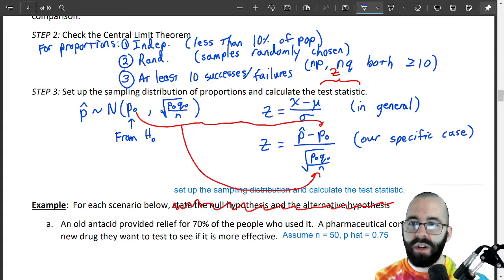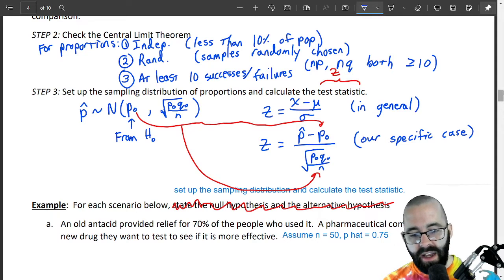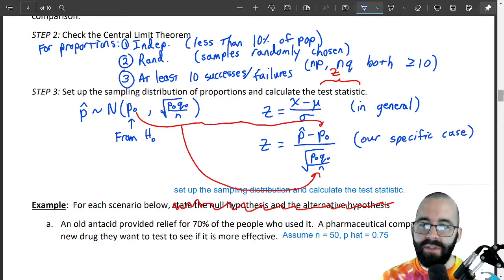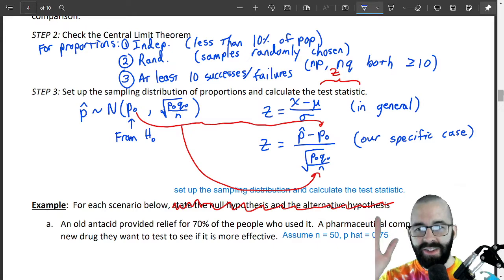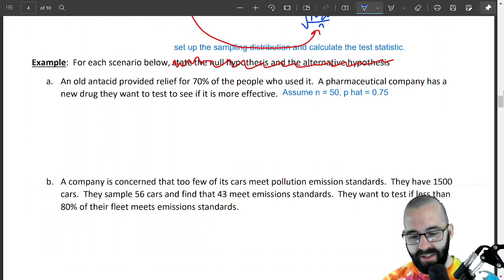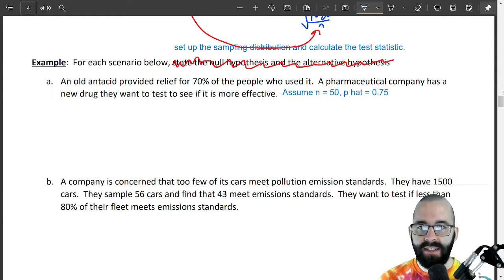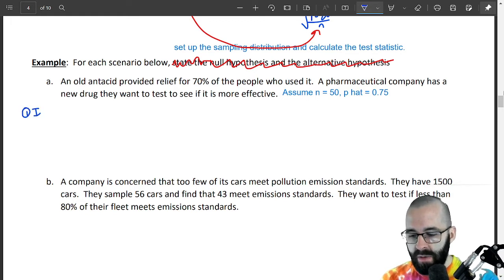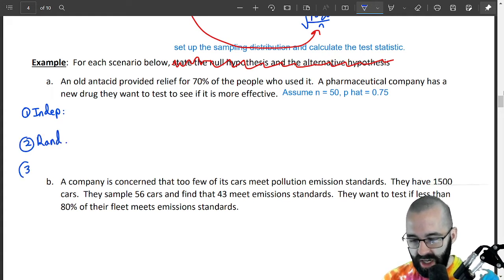So let's work on step 2 and step 3 for 2 examples. And there's a little error in the notes. It accidentally copied down the problem from the last video, so we just edited it a little bit. Set up the sampling distribution and calculate the test statistic. Make sure to check the central limit theorem. So the central limit theorem wanted us to check independence, randomization, and the success failure condition.